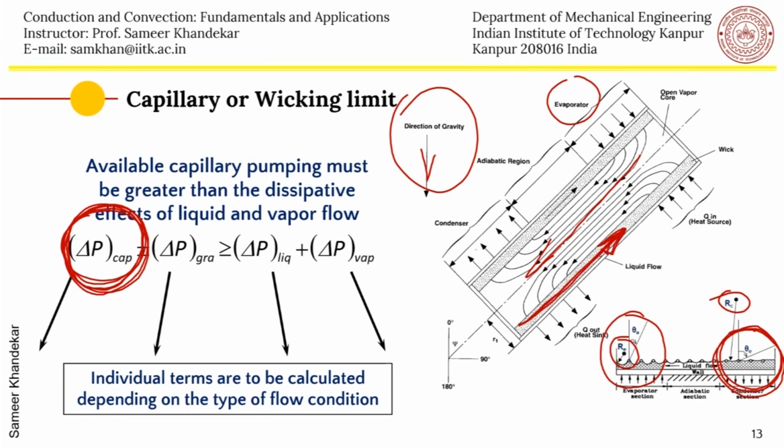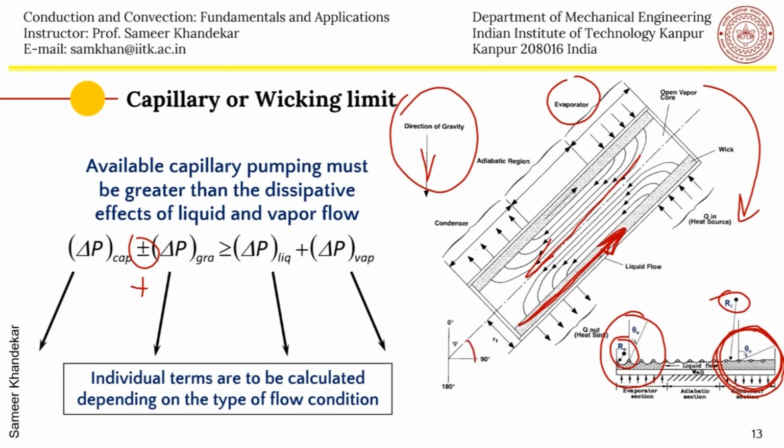But right now it is at an angle, so naturally the cos theta component of gravity will act. As theta changes from 90 to 0, gravity will be fully operational at 0 degree inclination, and when it is 90, that is horizontal, gravity doesn't play a role. In fact, in a horizontal heat pipe, this term delta P gravity will not be there.